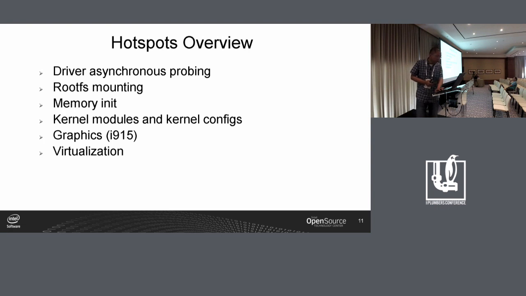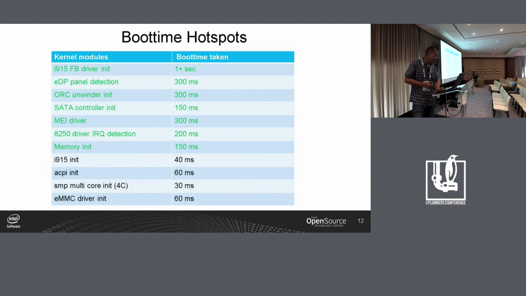Here we have an overview of the other hotspots: driver asynchronous probing, the rootfs mounting, the memory initialization, the kernel modules and kernel configs, and graphics, which is a big part of our boot process. And the last one is virtualization cost. Here is some of the profile data. The green means it used to be a big trouble and we could solve it, and the black ones are the current status, at least some of the most time-consuming items on the final platform. We hope we can still improve more, but we'll talk about it later.